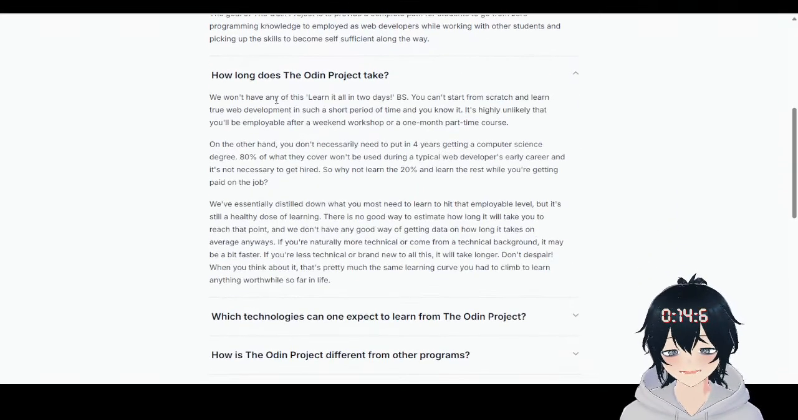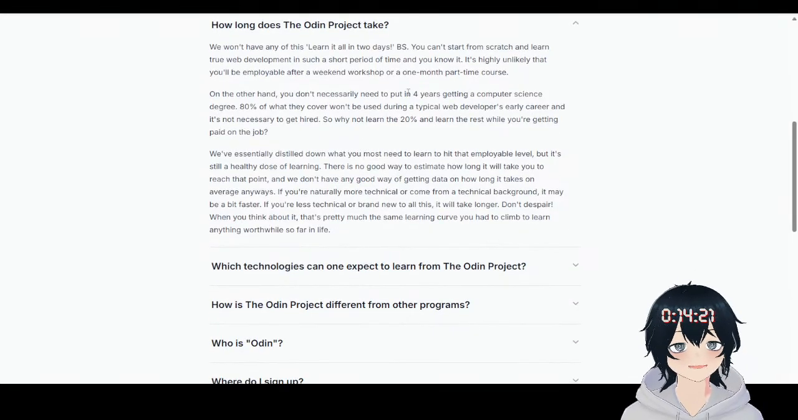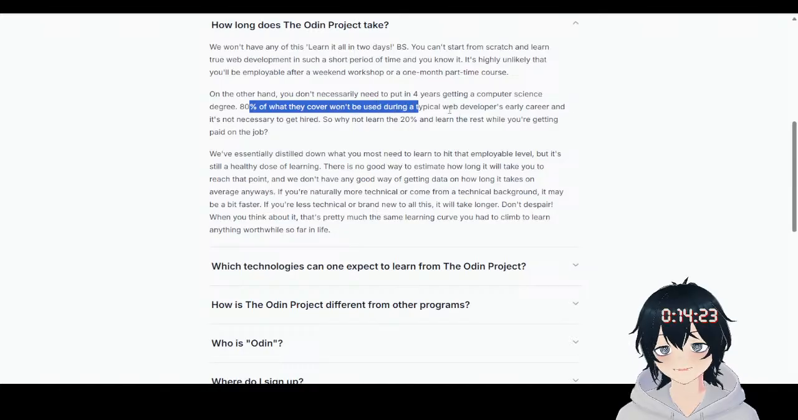How long does it take? You can't start from scratch and learn everything in a short period of time. No way. It's highly unlikely that you'll be employable after a weekend workshop. But you don't necessarily need to put in 4 years getting a computer science degree.